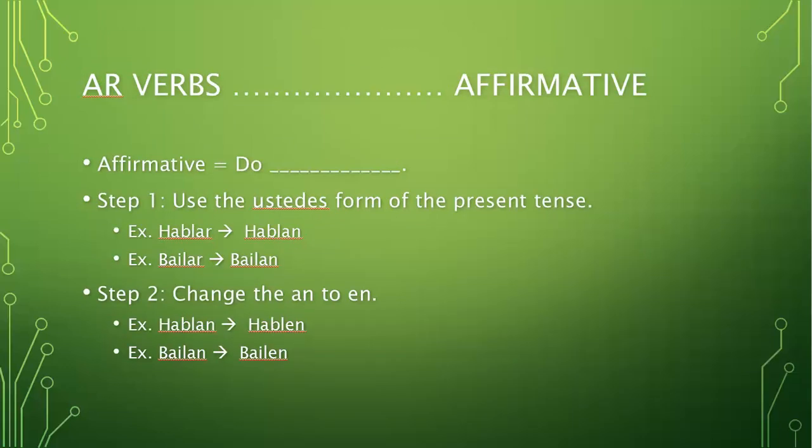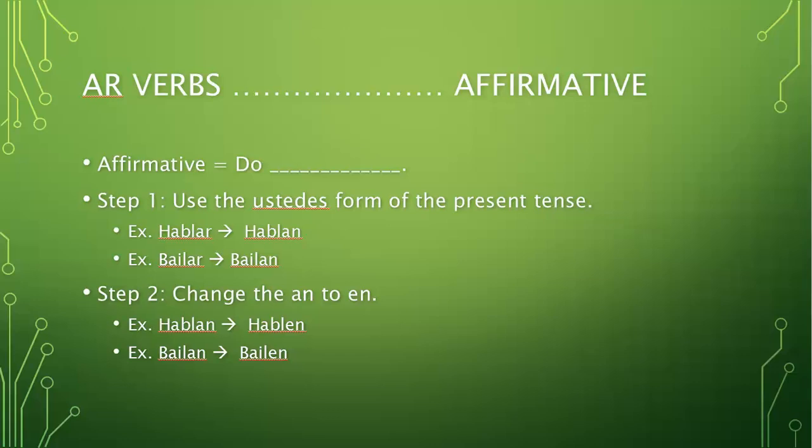Okay, so let's start with the AR verbs, and we'll start also with the affirmative. Just a reminder that affirmative commands are when you're telling someone to do something. So step 1, you're going to use the ustedes form of the present tense, which is also the same as the ellos and ellas form. For example, hablar, the ellos or ustedes form of the present tense is hablan. Okay, if it were bailar, then the ellos or ustedes form would be bailan.